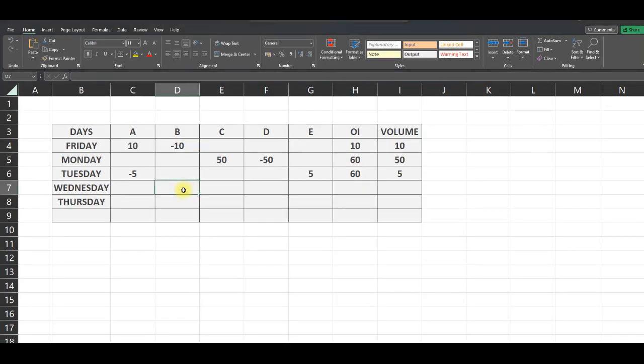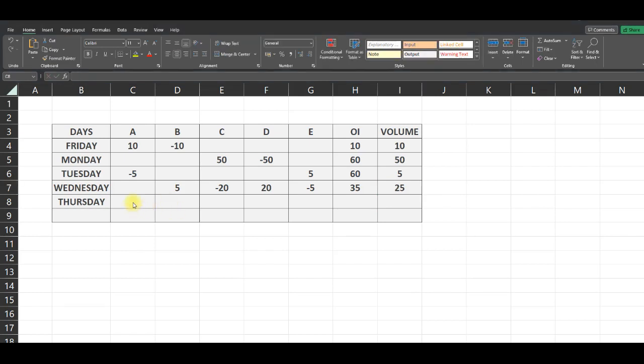On Wednesday, trader B bought 5 contracts and trader C sold 5 contracts. On the same day, trader C sold 20 contracts, so it will be minus 20, and trader D bought 20 contracts. So no new contracts have been added; only the existing contracts have been reduced or squared off by the traders. So the OI is reduced to 35 now. And the volume traded on that particular day is 25.